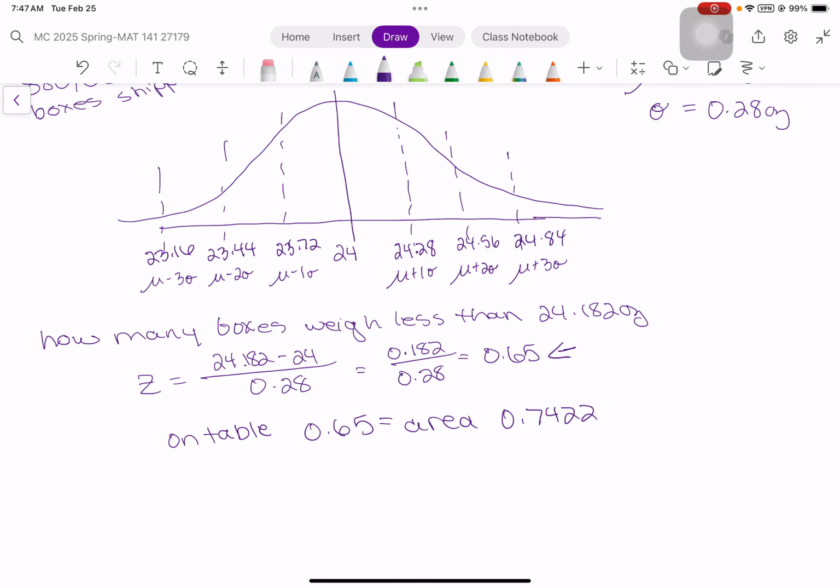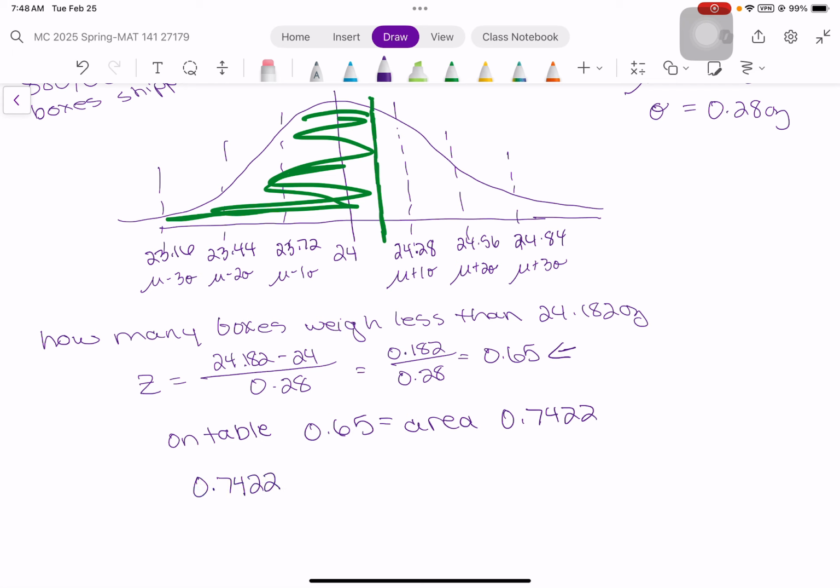So first of all, I'm going to go back to my picture. 24.182 is going to be somewhere, I'll use a different color here, and it's going to be all of this area over here. I can tell that that's definitely going to be more than 50% of the area, because from the mean all the way to the bottom would be 50%. So now I'm going to use that number that I just found, 0.7422, and multiply it by that 880,000 boxes. And I'm going to do that on my calculator.